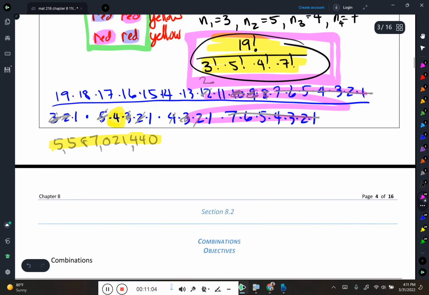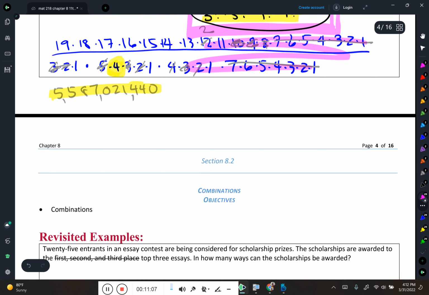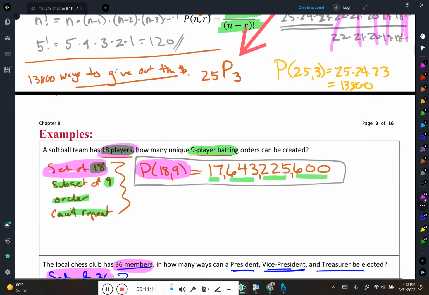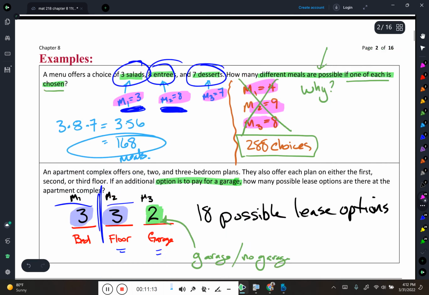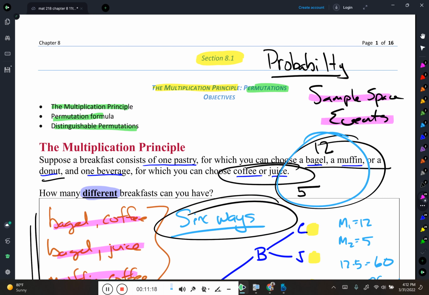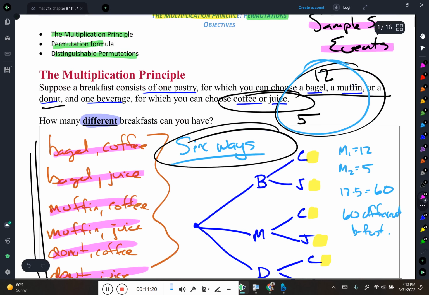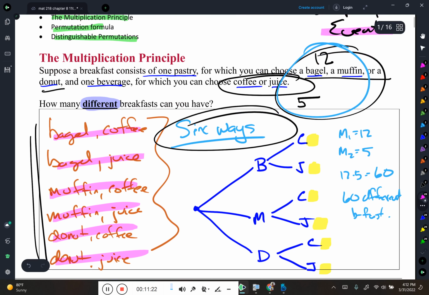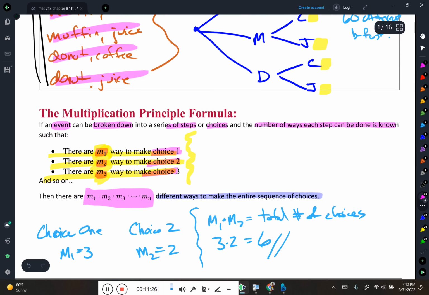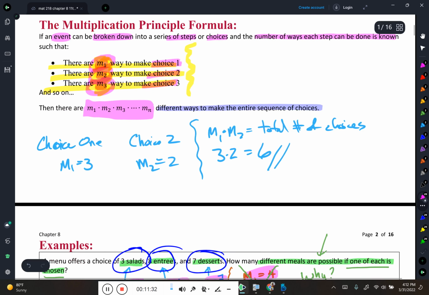All right. That is the end of section 8.1. The title of section 8.1 was about permutations and the multiplication principle. Our job was to pick up some new skills on how to count up how many things there are. So one way was the multiplication principle. If you have steps in your experiment and there are a known number of ways on each step, multiply them together. It'll get you where you need to go.